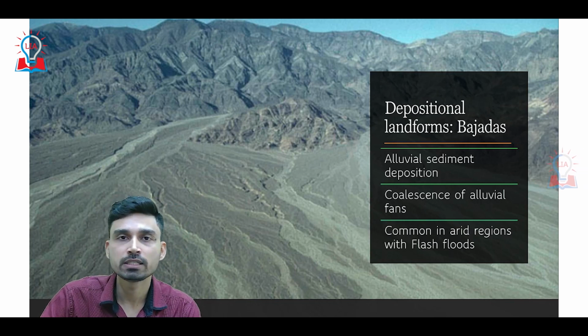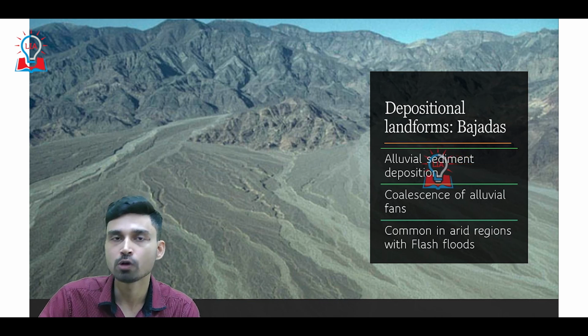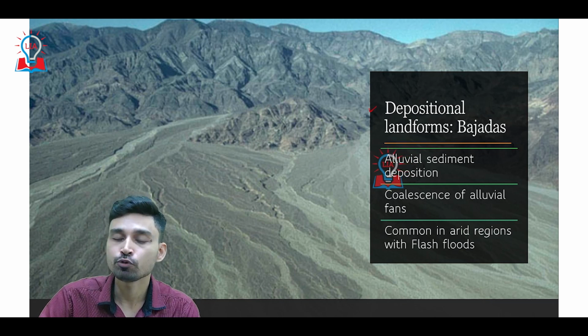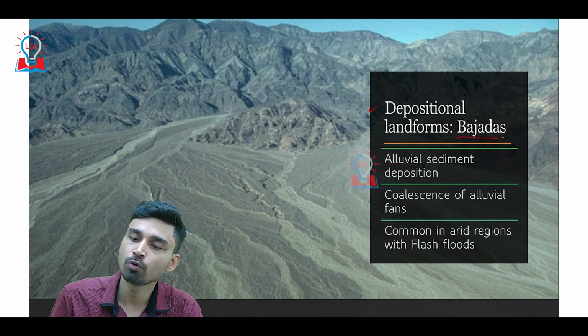There are a lot of playas that develop on the western slope of the Aravallis in the Rajasthan region, because this is also an arid area, but we have a lot of rivers and seasonal streams that develop in the monsoon season, and thus playa lakes develop in those regions also. The second most important deposition landform formed due to flow of water is what we can call bahadas.